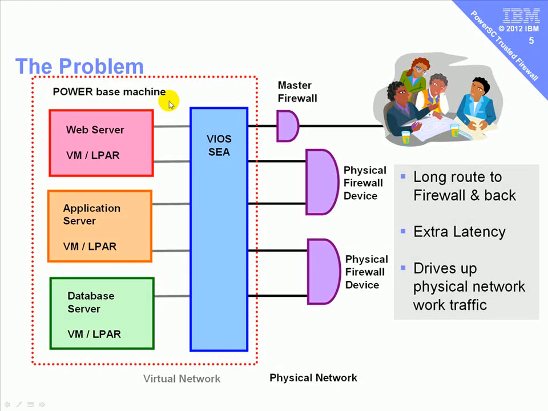So the packet then goes out onto the VLAN, then out to the physical network. The physical firewall decides, is this allowed? Yes, it is. So in it comes again, back across the VIO server and the SEA, back into the virtual network to the application server.